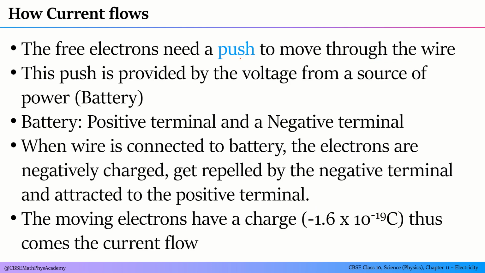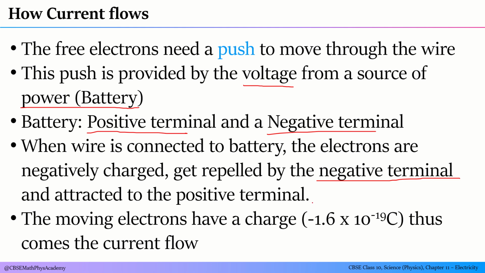The free electrons need a push to move through the wire. The push is provided by the voltage from the source of power, that is the battery. The battery voltage provides the push. We all know that a battery has a positive terminal and a negative terminal. When a wire is connected to a battery through a load, the electrons, which are negatively charged, in the wire get repelled by the negative terminal of the battery, and whatever is getting repelled starts moving from one atom to the other, which also carries the charge.